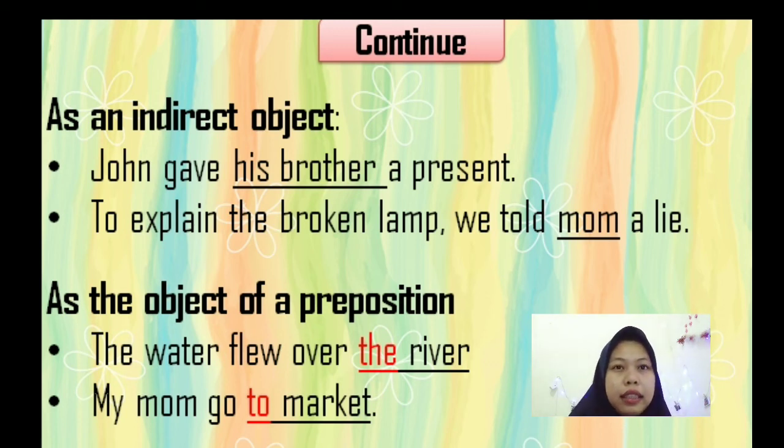Well, the last function as the object of a preposition. For example, like the water flew over the river. The or over in this sentence, it is a preposition of the noun phrase. And the last, my mom go to market. To as the preposition of the noun phrase to market.